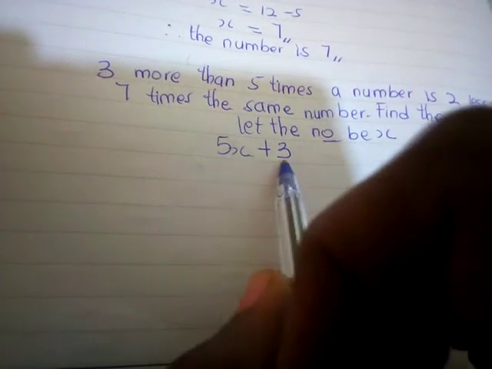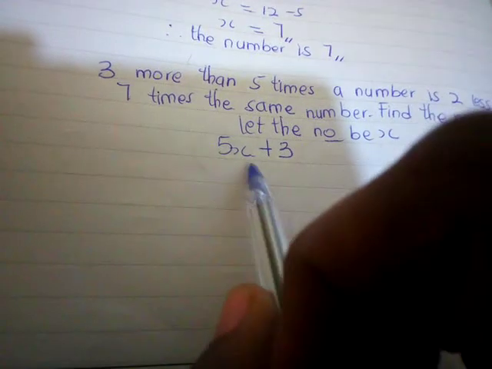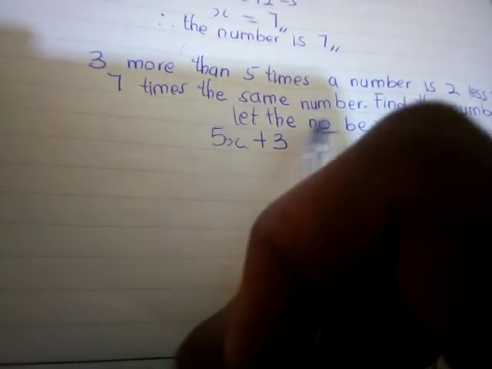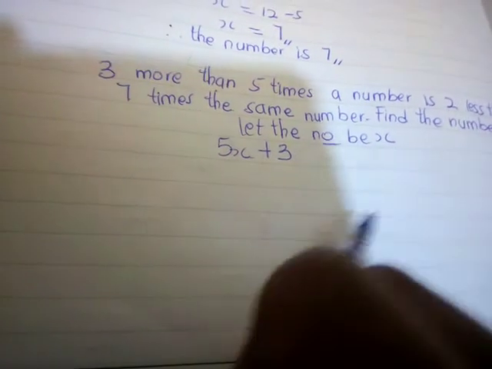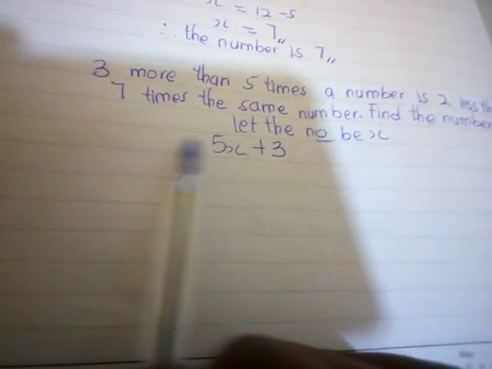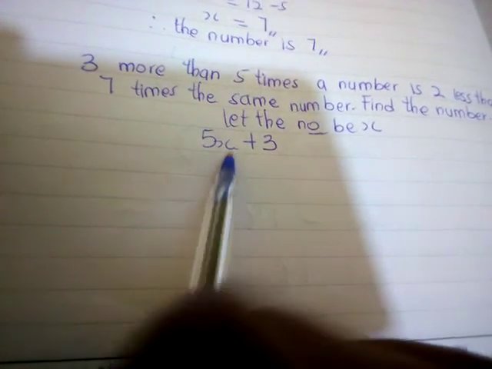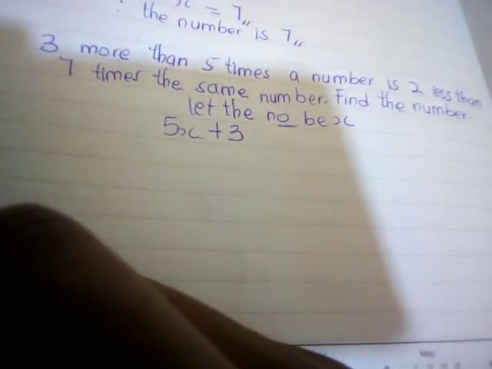Well, you can choose to bring the 3 more than first, but I think it will be easier for you if you make the term with the number x come first, so that in solving it you find it much easier. Is 2 less than 7 times the same number?